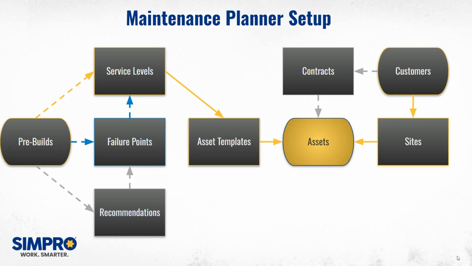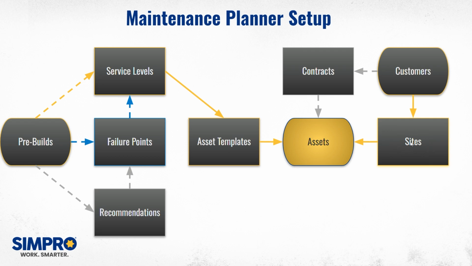First, though, let's take a look at the setup that potentially goes into utilizing Maintenance Planner. This flowchart shows our recommended configuration path when setting up Maintenance Planner. We will notice that all the paths lead to assets, since Maintenance Planner truly centers around asset management. The core configuration revolves around service levels, our asset templates, customers, and sites.